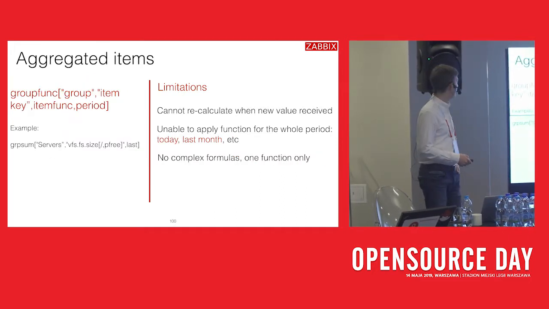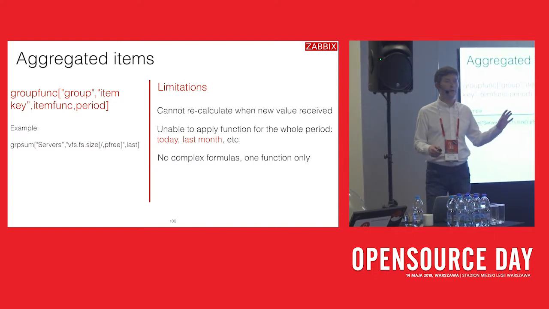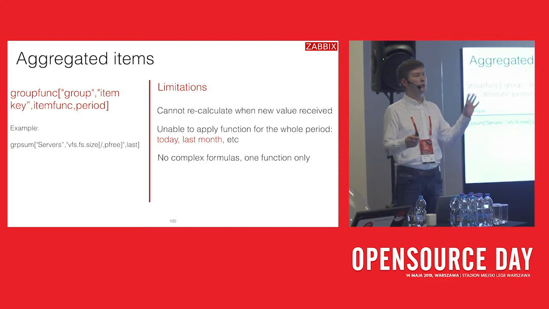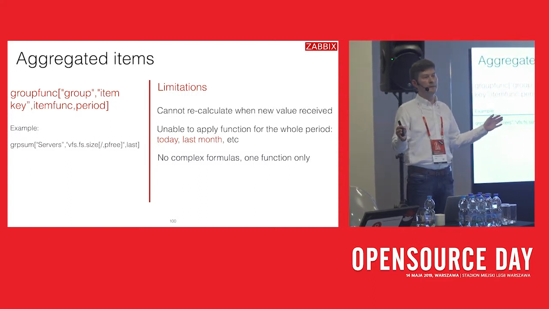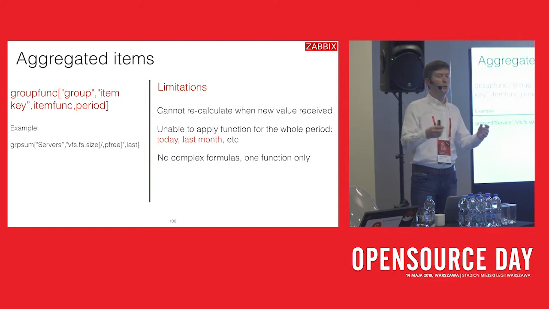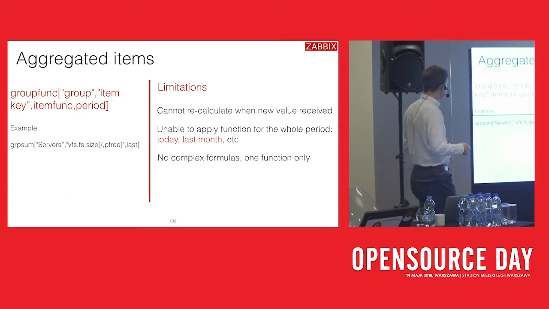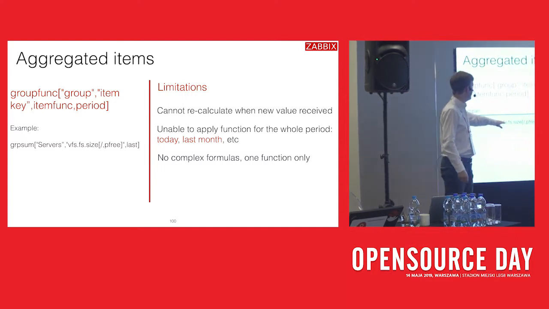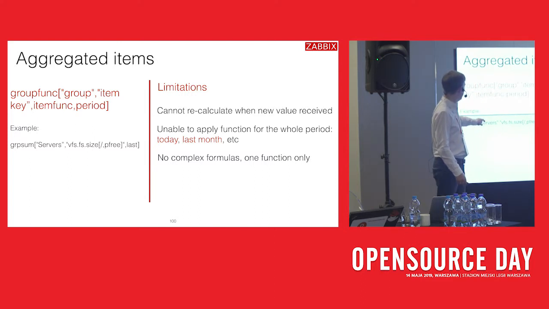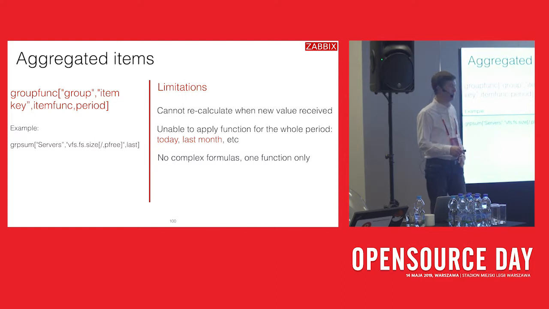Aggregated items. Well, first of all, aggregated items is about group level aggregation. For example, if you want to know how much free storage space we have in our company, then we can use an aggregated item to calculate the total free disk space on all our servers, okay? Or what is the average CPU load on my cluster? We can use aggregated items for this purpose. But still, like this, group sum, servers, free disk space, last. How much free disk space we have for host group servers? Very useful feature, but many limits.